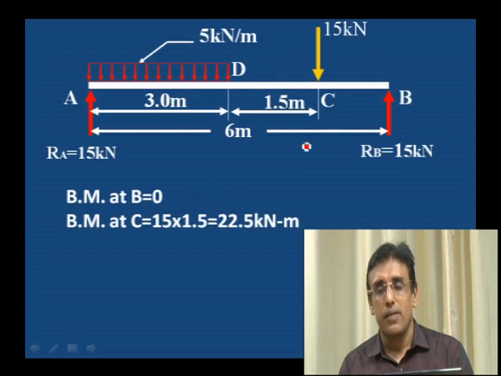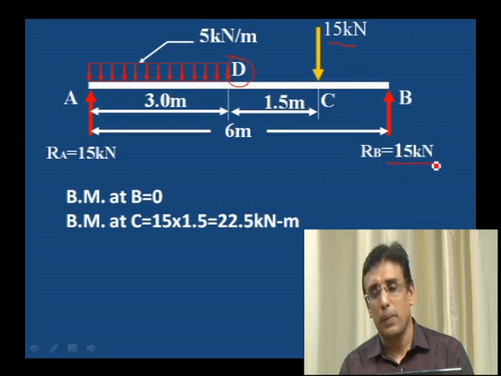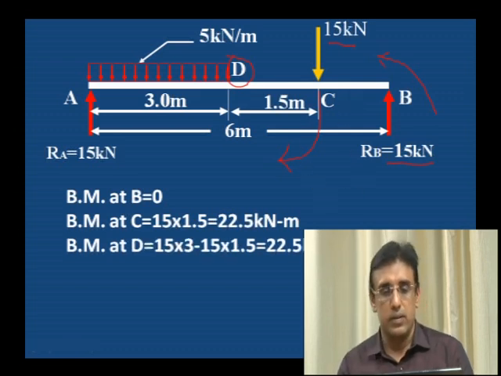Next, we will take the moment towards the D point. What are the forces acting on the right side of D? One is 15 kilonewton, and one more is RB. RB will create an anti-clockwise moment, and the 15 kilonewton point load will have a clockwise moment.